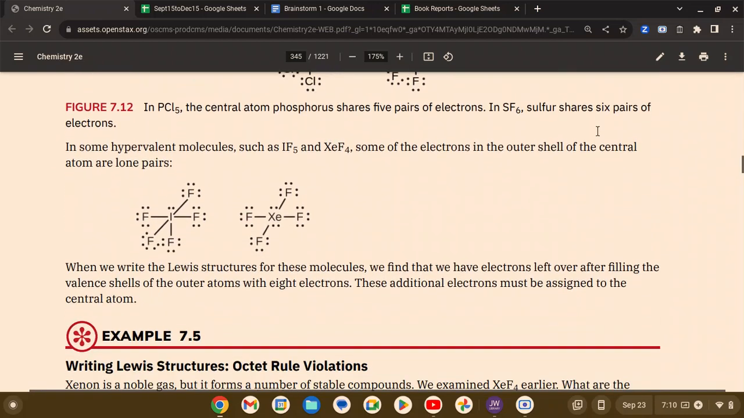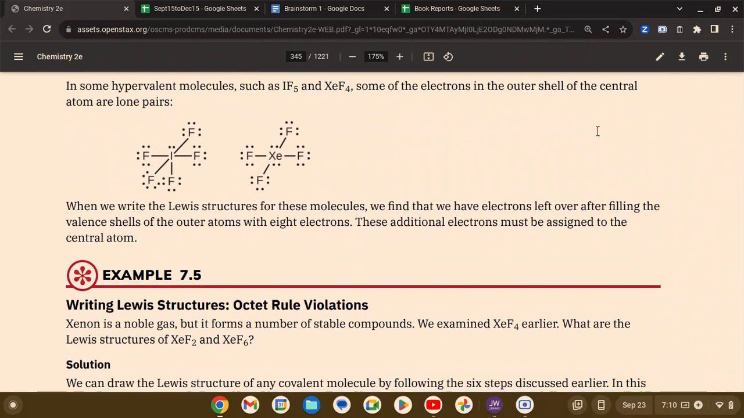In some hypervalent molecules, such as iodine pentafluoride and xenon tetrafluoride, some of the electrons in the outer shell of the central atom are lone pairs. When we write the Lewis structures for these molecules, we find that we have electrons left over after filling the valence shells of the outer atoms with 8 electrons. These additional electrons must be assigned to the central atom.